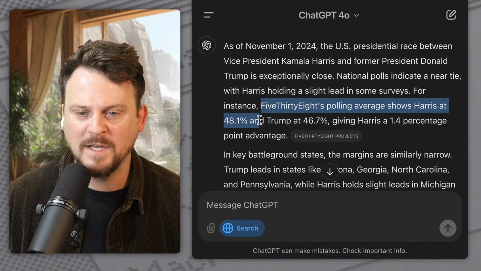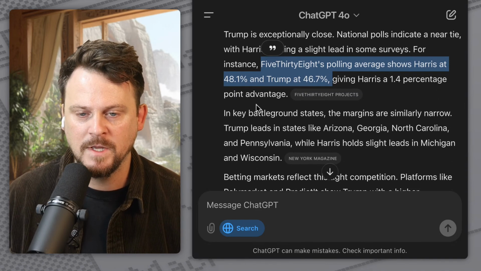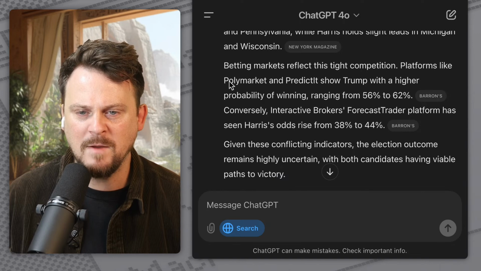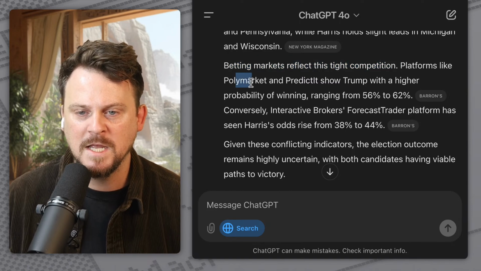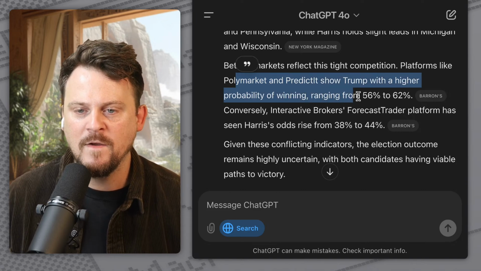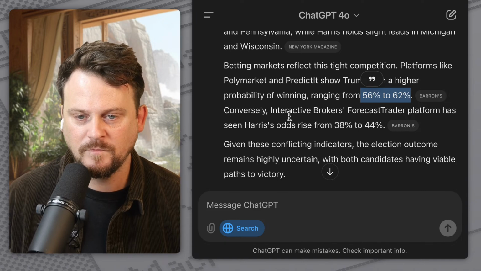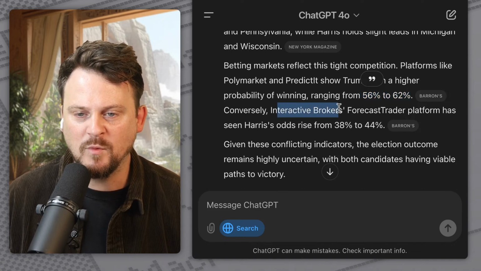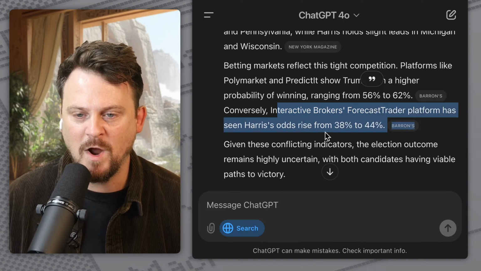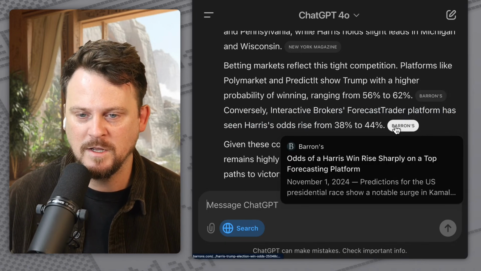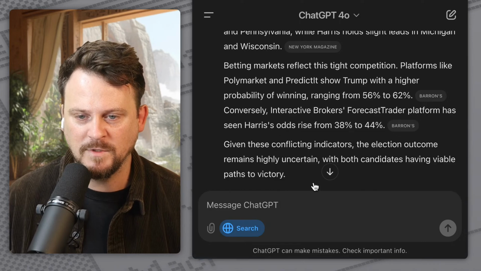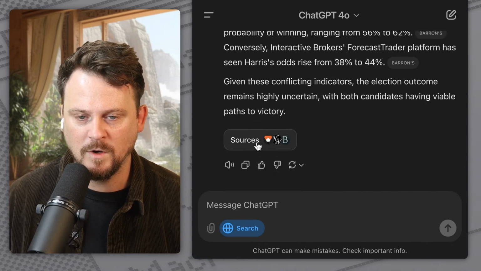538's polling average shows Harris at 48.1% and Trump at 46.7%. Okay. All right. What about betting markets? Betting markets reflect this tight competition. Platforms like Polymarket and Predictit show Trump with a higher probability of winning, ranging from 56% to 62%. Interactive Brokers Forecast Trader platform has seen Harris odds rise from 38% to 44%. Okay, useful. And we can click on these sources here, and that'll just take us to the website, I think. Cool. Or we can look at all of the sources here as well.